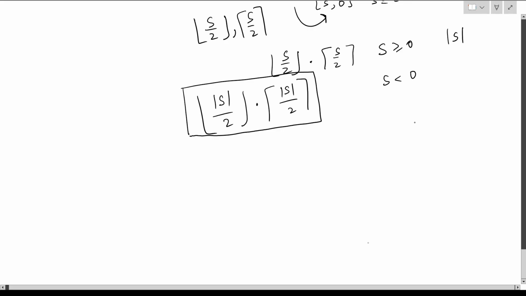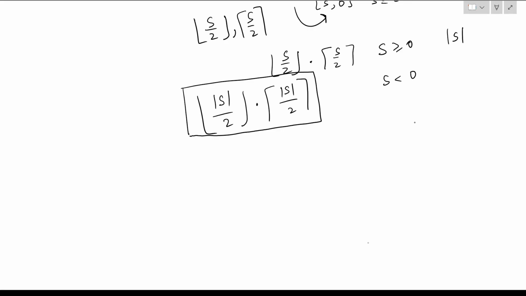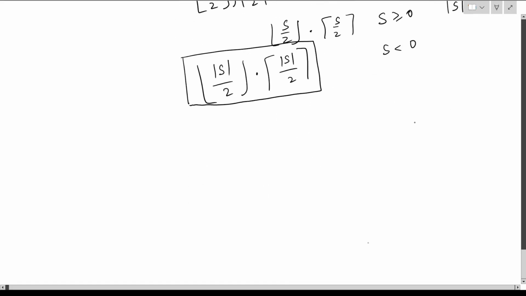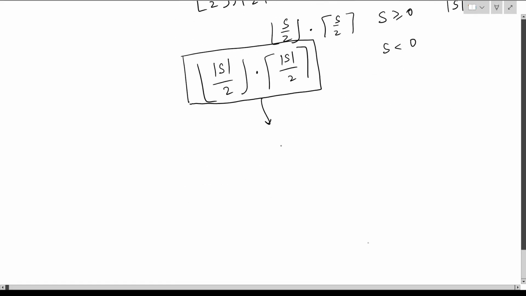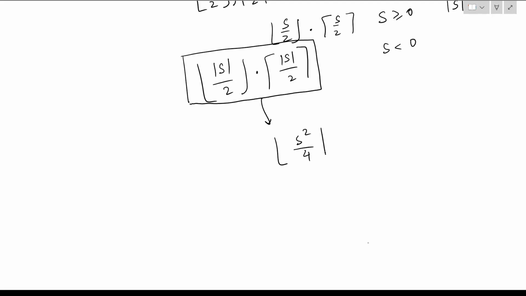So with this description, we are even closer to solving the problem. Now, this in fact can be reinterpreted as floor of s squared by 4. This can be done by just doing some casework. So let's just quickly do that. If s is equal to 2m, then this is just m times m, which is m squared. And so this formula holds true.